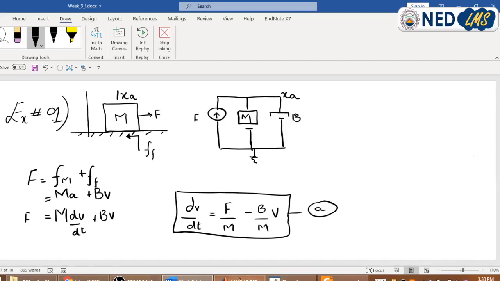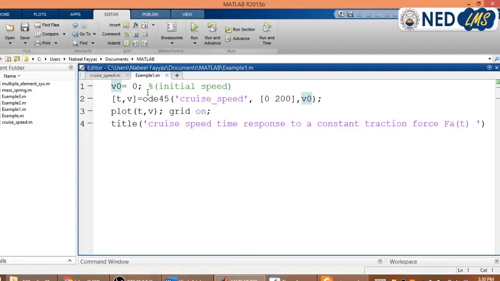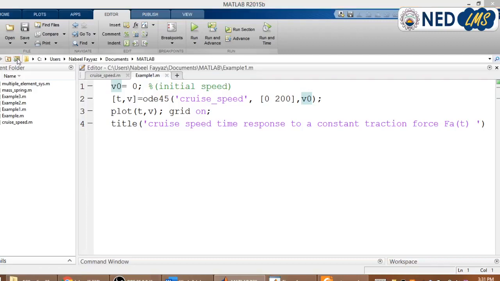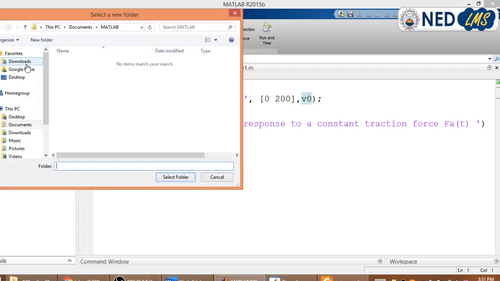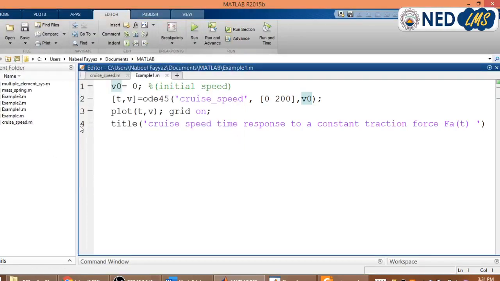Start moving towards MATLAB. This is the MATLAB environment. Here you have different windows. You have a current folder window. If you want to change your current folder, you can navigate from this point and select any folder where you want to be. So I have a current folder.